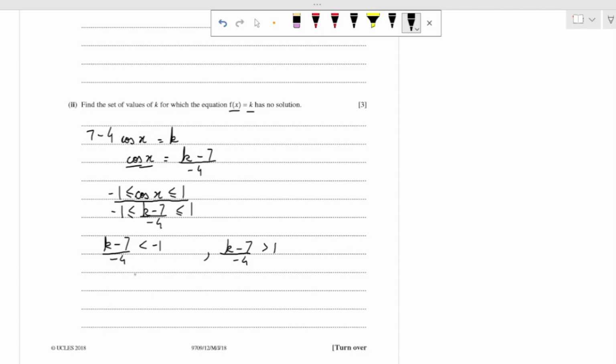And now we can solve each of these separately. For this one, we will get k is greater than 11. For the second one, we'll get k is lesser than 3. And that's your final answer.